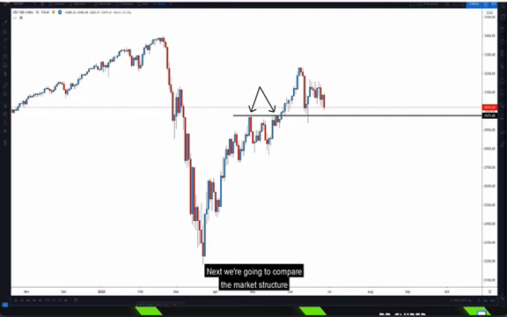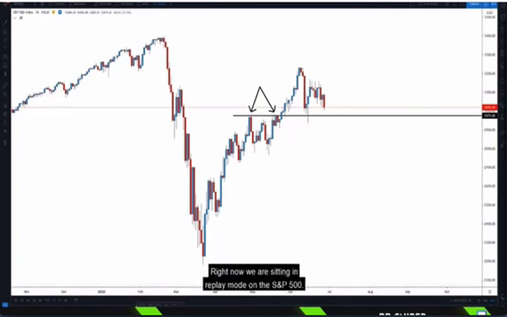Next, we're going to compare the market structure of the S&P 500 with another index that has diverged. And last, I'm going to share some rules to consider for your top-down multi-timeframe analysis.